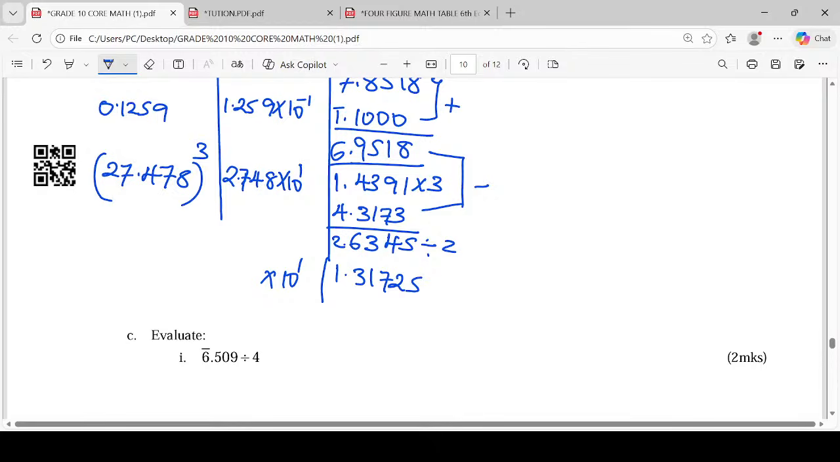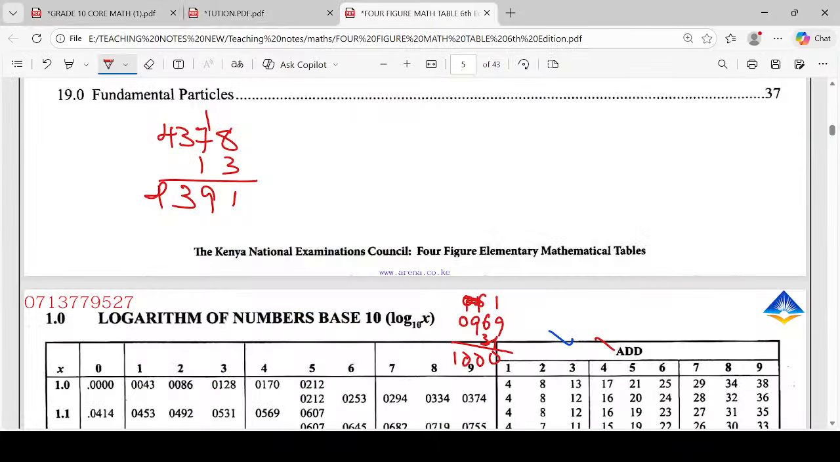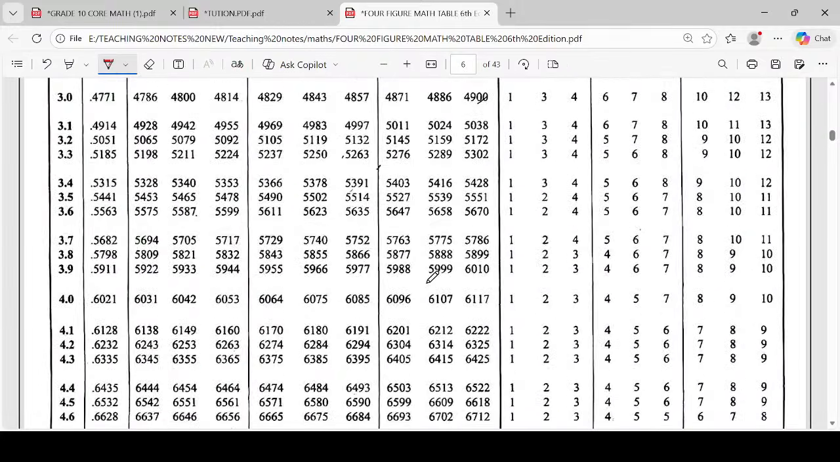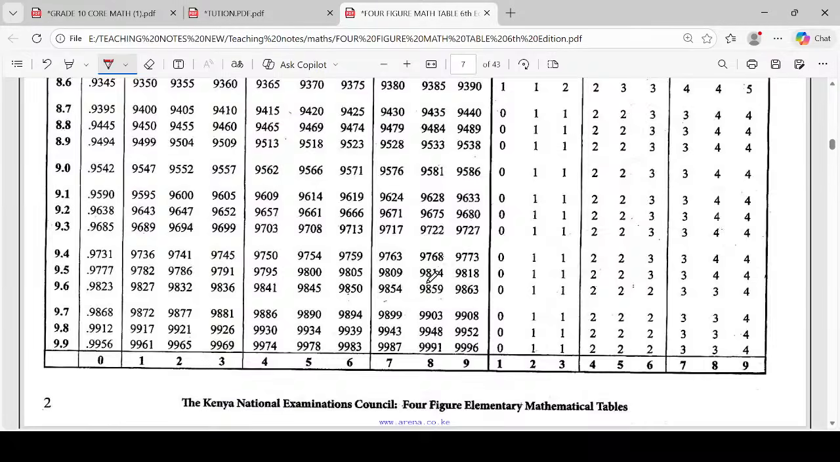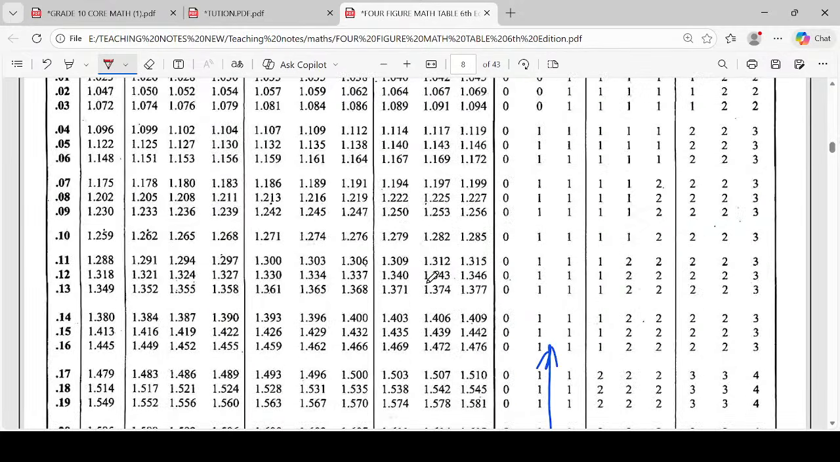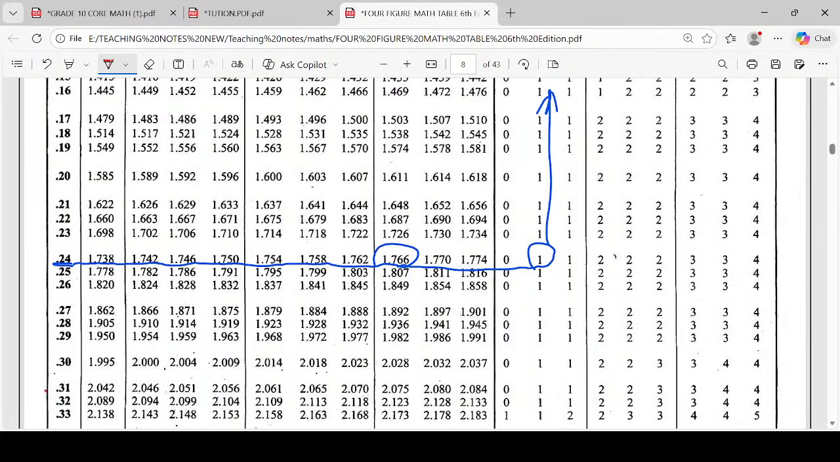Then now we go to the antilogs, 0.31 then 7. Where is this? 0.31, then 7. 0.31 is here, learners. 7 is here. You will be getting 2.075.